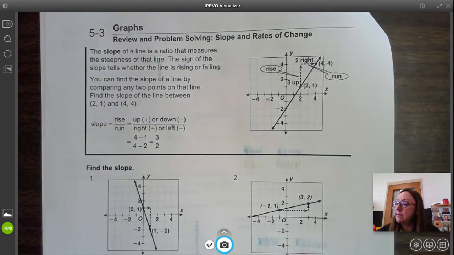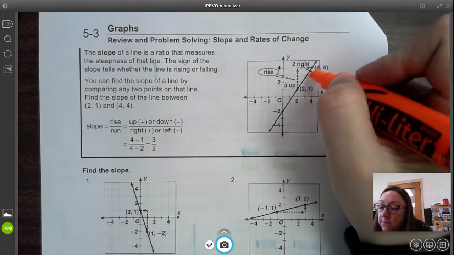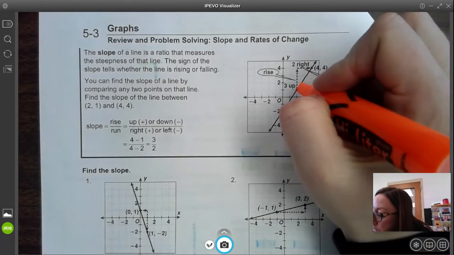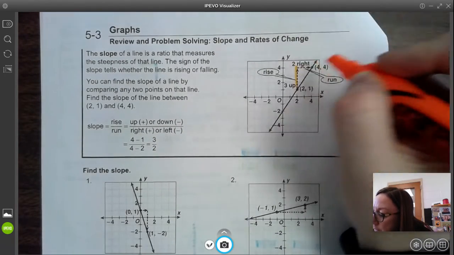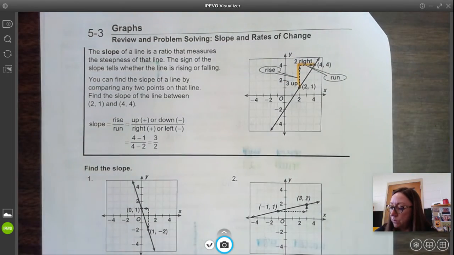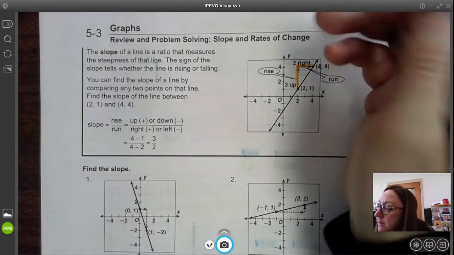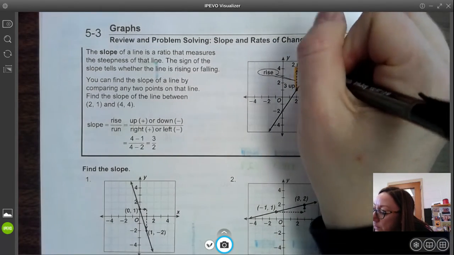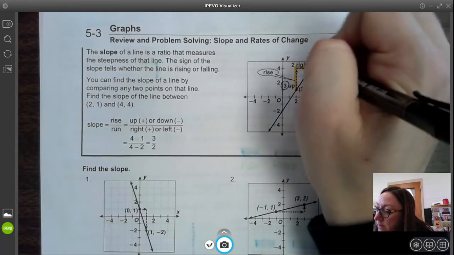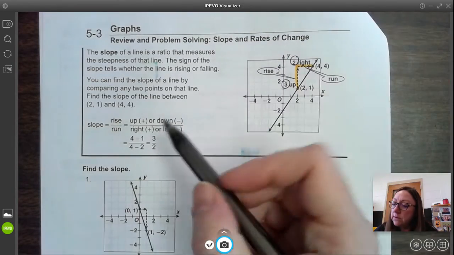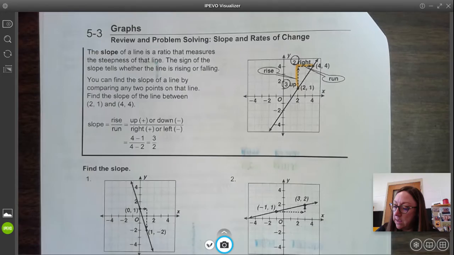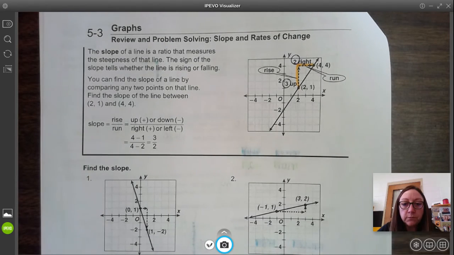So in this case, they're showing here to get from this point to this point, we're going to be going up and right, which are both positive directions. So here we are going up 3 and then right 2. So our slope is going to be 3/2.